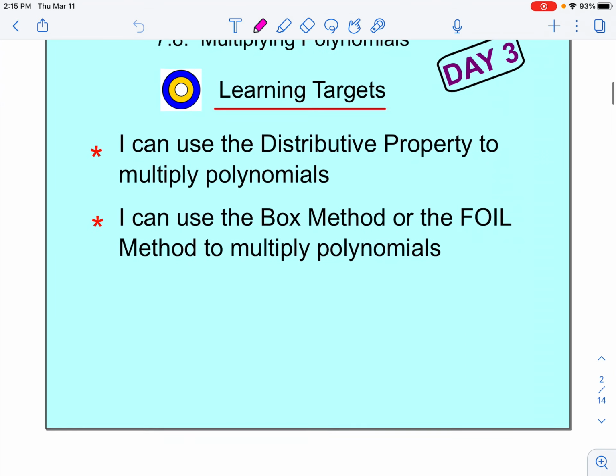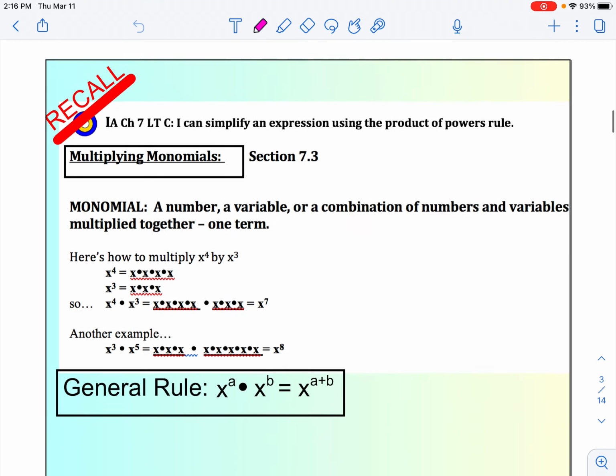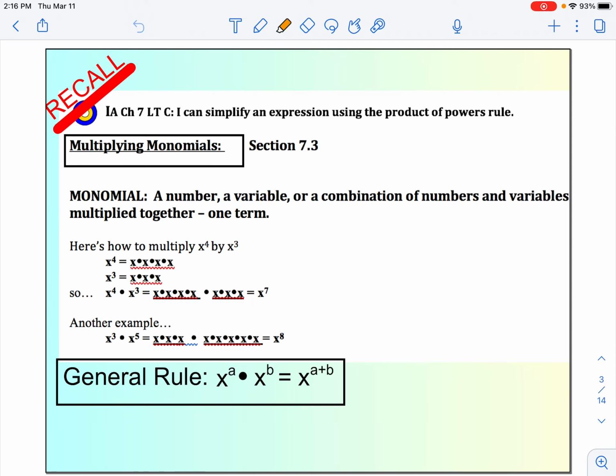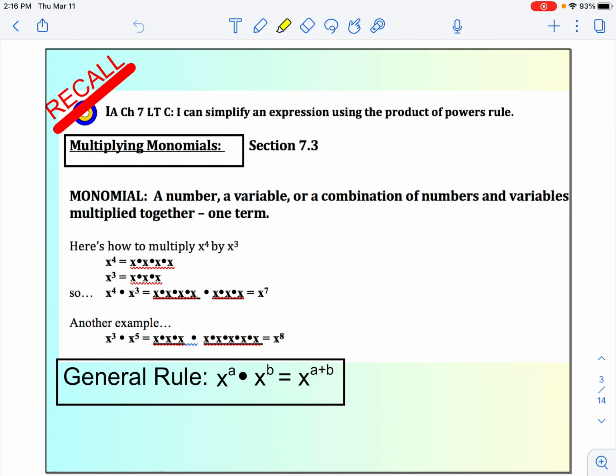So we are going to use the distributive property to multiply polynomials, and then I'm going to teach you something called the box method and the FOIL method, which really are all the same result, but just different ways of thinking about doing the problem. So remember from the past, when we multiplied monomials, if we had something like x to the fourth times x to the third, if we wrote that out, that would be 4 x's times 3 more. So our answer would be x to the 7th.